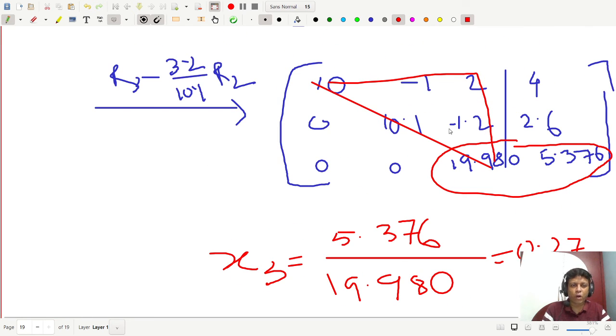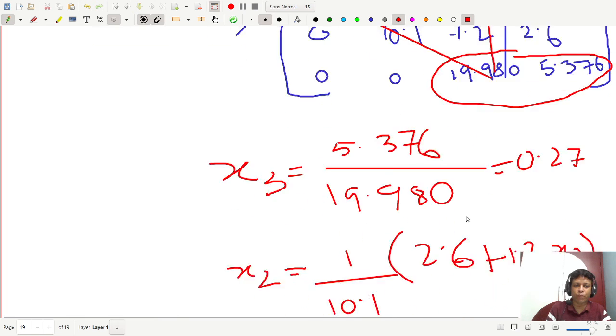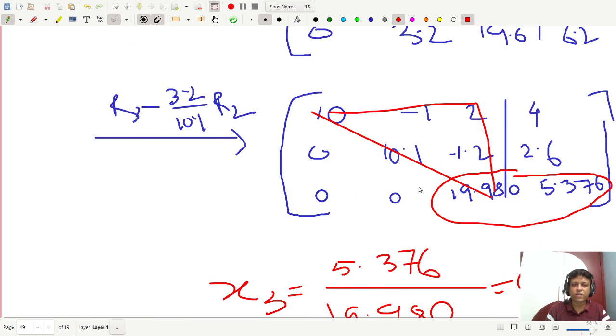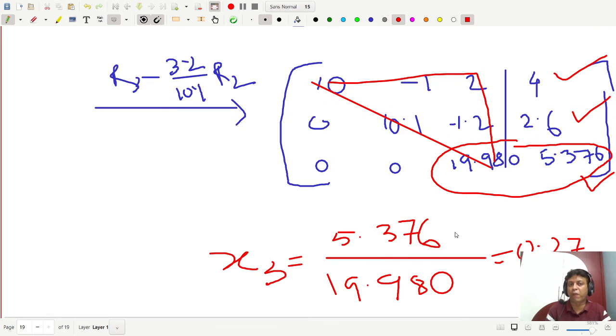Look at that, minus 1.2 transfer to that side. So 1.2 x3 and plus 2.6 divided by 10.1. So if you know x3 from the previous step, you can calculate x2. Now x2, x3 can be substituted in the first equation. This is the first pivotal equation, second pivotal equation, third pivotal equation. So this is how you can do the problems of Gauss elimination by partial pivoting.